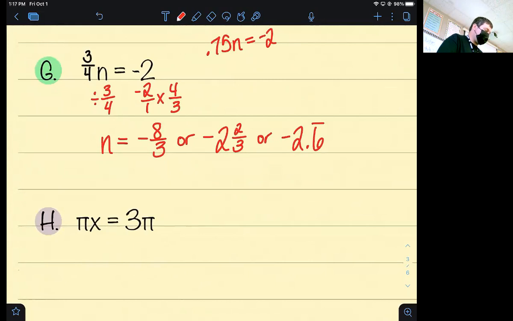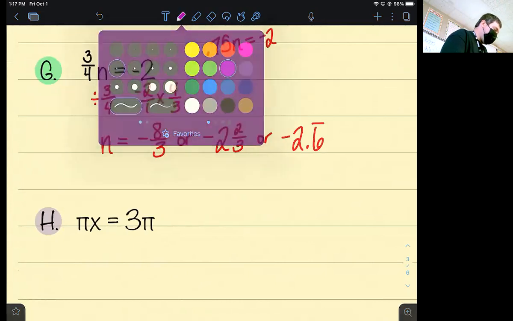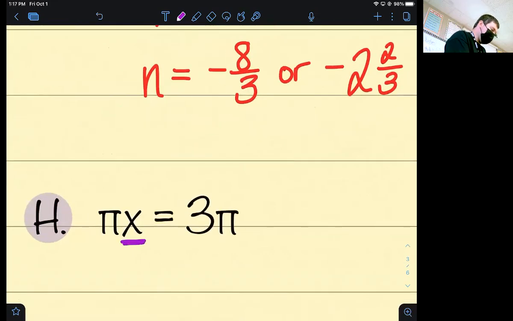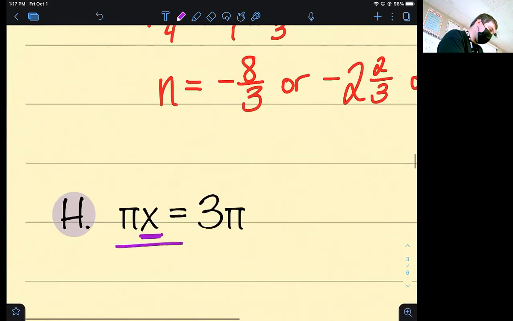Okay, next one, example H. Pi x equals 3 pi. Where's the variable term, Deegan? It's on the left side or the right side? Yeah, right here's the x. Kind of confusing because of the pi symbols again. What's the pi doing to the x? Multiply. So what are we going to do? Divide. So I'm going to divide by pi, divide by pi.